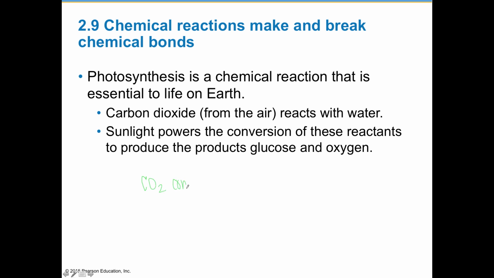CO2, not CO2, that's not what I wanted. Oxygen comes from plants, all right? So without plants, we can't breathe. We need them to make oxygen for us via photosynthesis, okay?